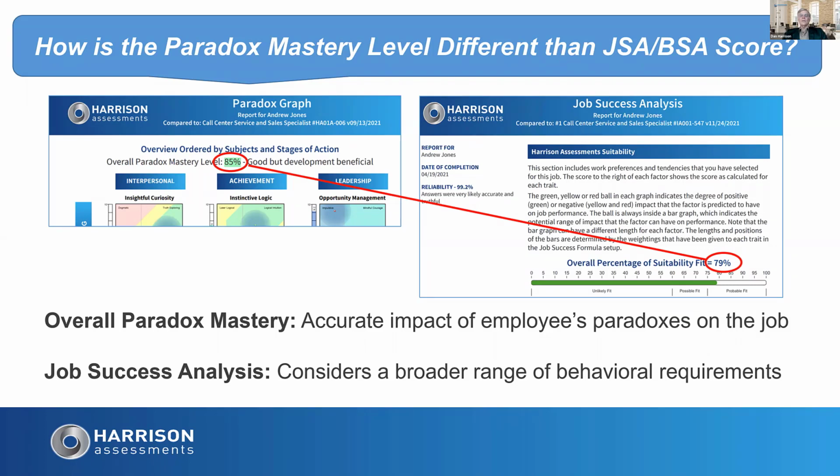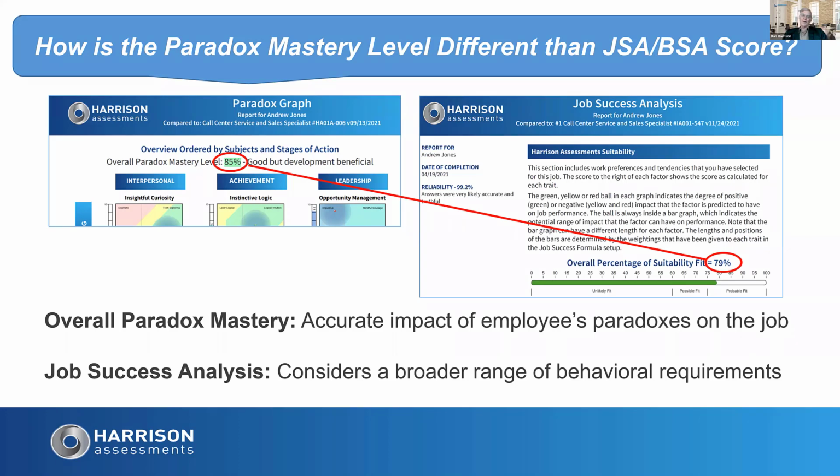So the correlation coefficient is pretty high. You'll find a pretty strong relationship. You will find some differences. I've seen some that were as much as 15 points difference, which makes a great contemplation to look at and say, well, why is that? And it's like, oh, I see. The JSA did not pick up the subtleties of the Paradox as well as the Paradox did.